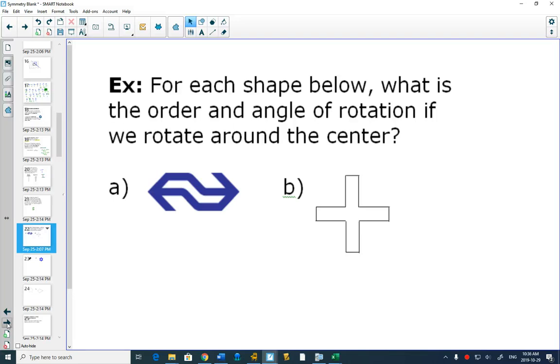For the first one, 2 is the order, 180 degrees is the angle. Second one, 4 and 90 degrees. So far, so good?